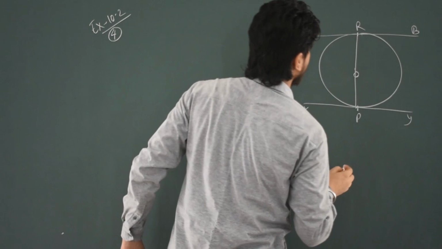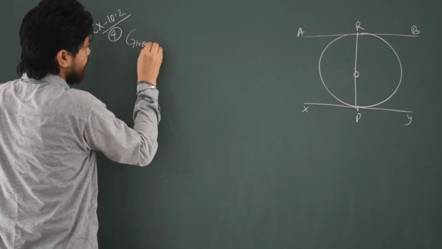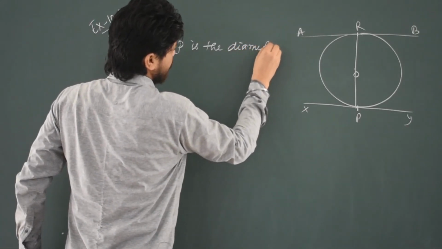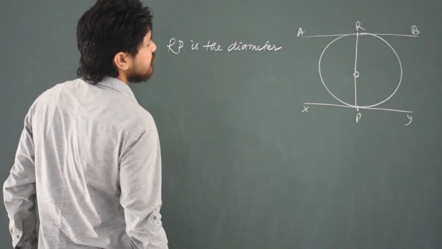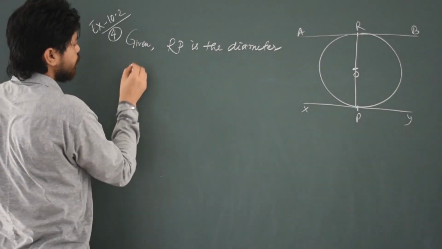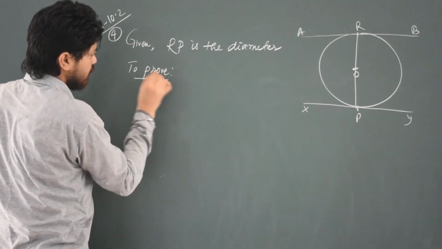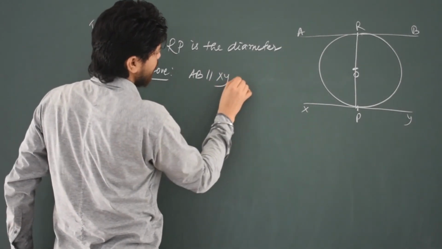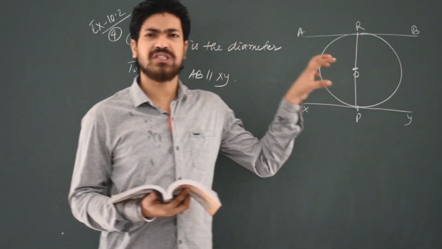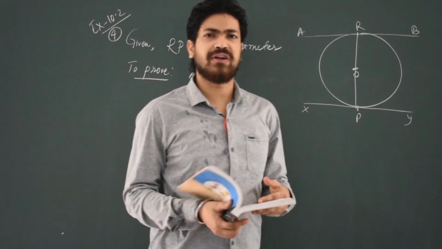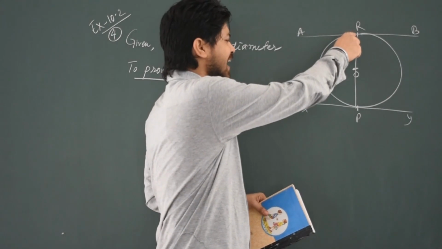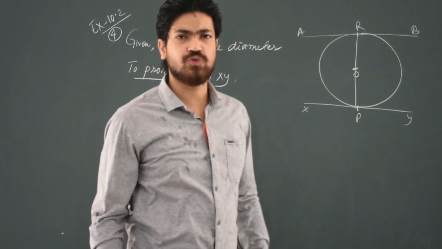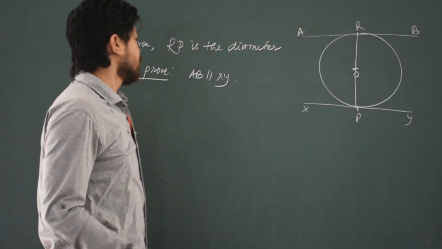this is the diameter. So given, what is given: RP is the diameter, and to prove: tangent AB parallel to tangent XY. ये prove करना है. What is given? It is given that the circle with center O and RP is the diameter. Good. And we need to show that the tangent drawn at point R, that is AB, and the tangent drawn at point P, that is XY, we need to show AB parallel to XY. Got it? This is the question. This is what we need to prove.